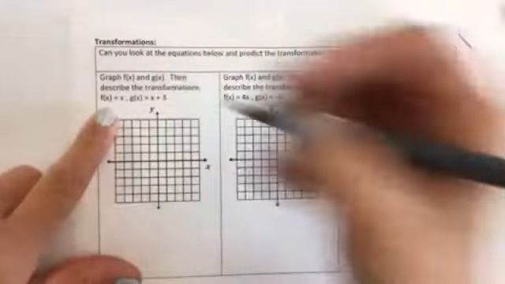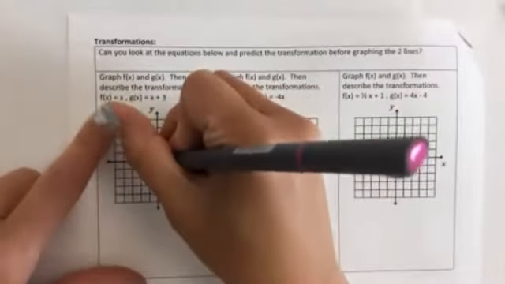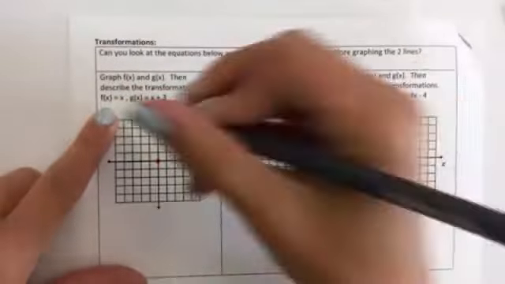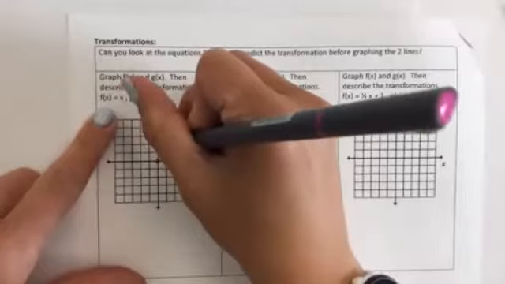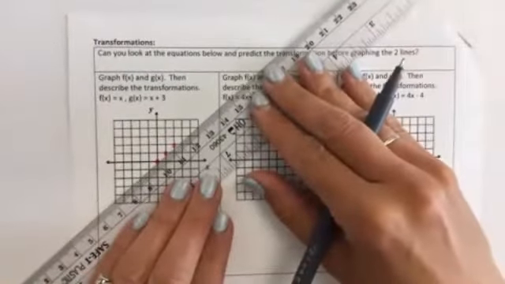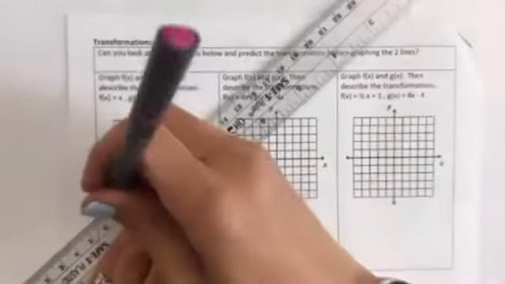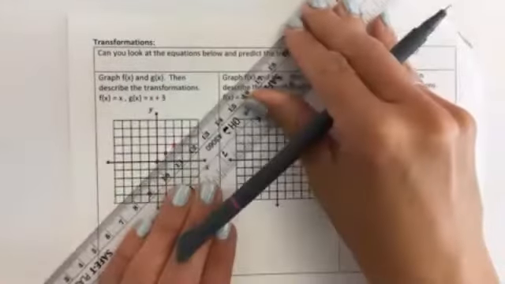The first one is just a parent graph, starts at 0, and then it goes up 1, over 1, up 1, over 1. I still don't understand. You might want to do that before your test.